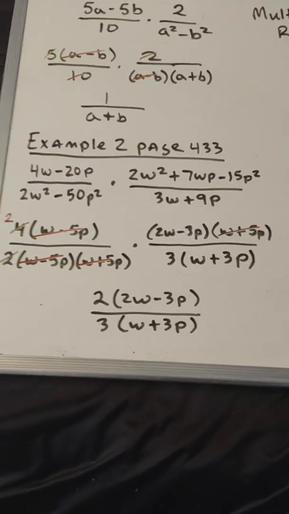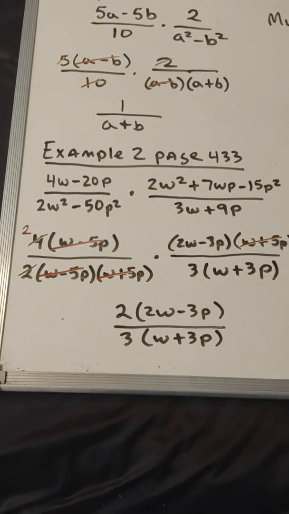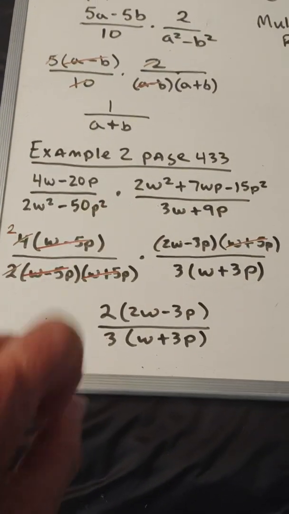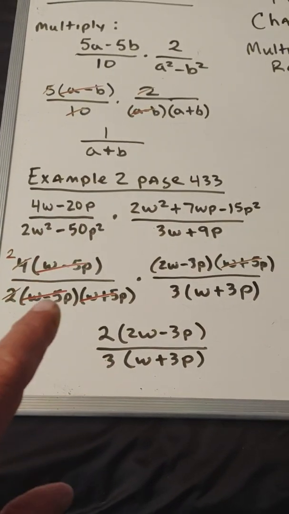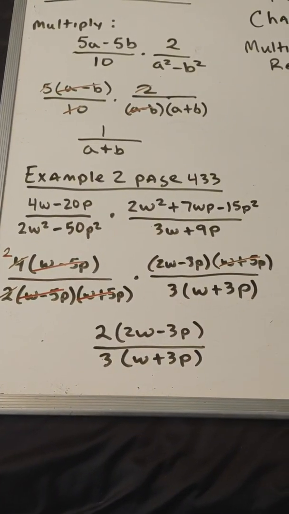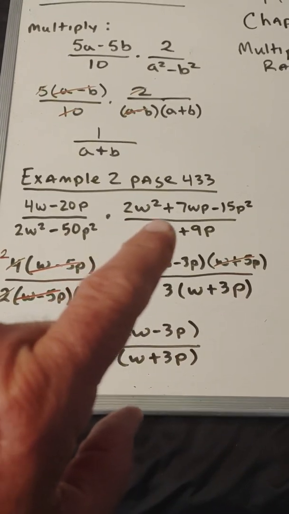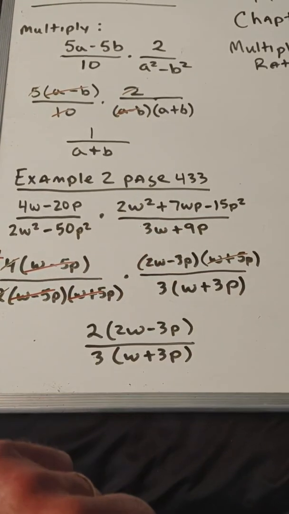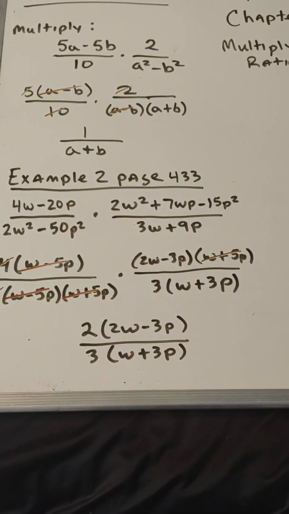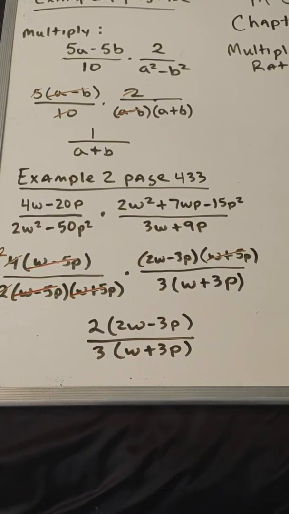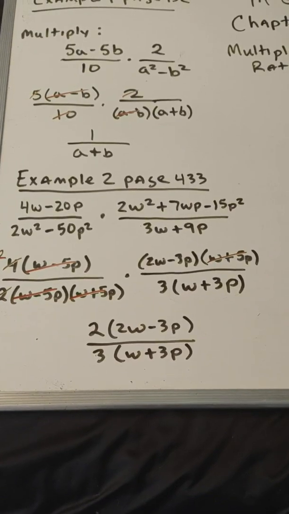Coming down here to example 2, a little more involved here. Same thing though, it's multiplication. First thing we notice is that 4w minus 20p, we can factor a 4 out. 2w squared plus 7wp minus 15p squared is a trinomial. It factors into 2w minus 3p times w plus 5p.